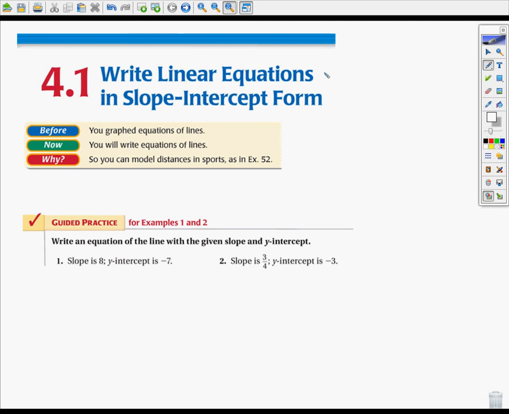4.1, which a lot of it's going to seem like we just did in chapter 3, and we did with this first lesson. We're going to write linear equations in slope-intercept form. So remember, slope-intercept form is y equals mx plus b. M is the slope, also known as the rate of change. And b is the y-intercept, which is where we start.